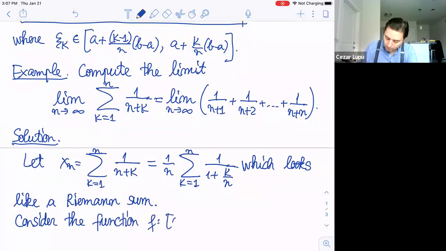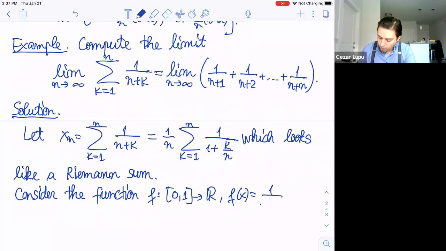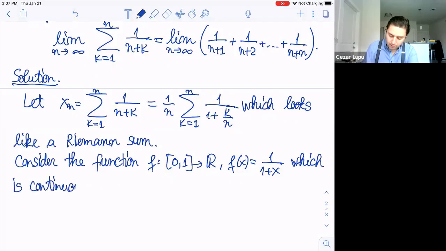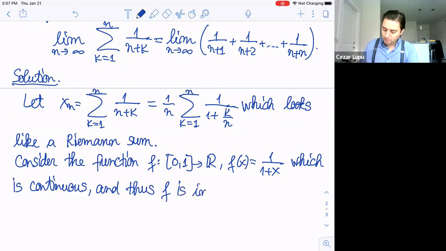f defined from 0, 1 to the reals, f of x to be 1 over 1 plus x. Clearly this function is continuous and therefore Riemann integrable. f is integrable in the sense of Riemann.